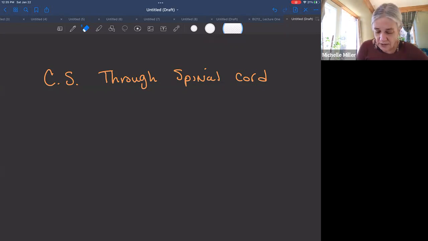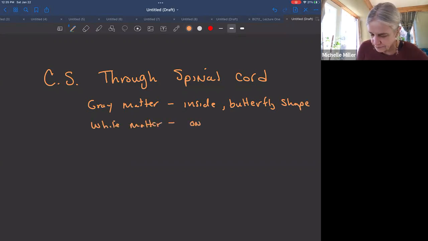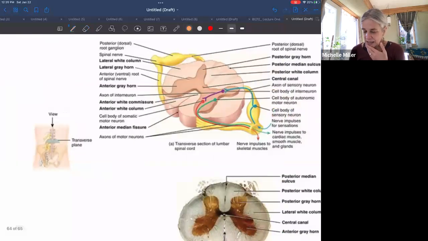In the spinal cord, the gray matter is on the inside. So we can put gray matter inside, and it's kind of butterfly shaped. The white matter is therefore on the outside. When we look at this, it looks something like this.